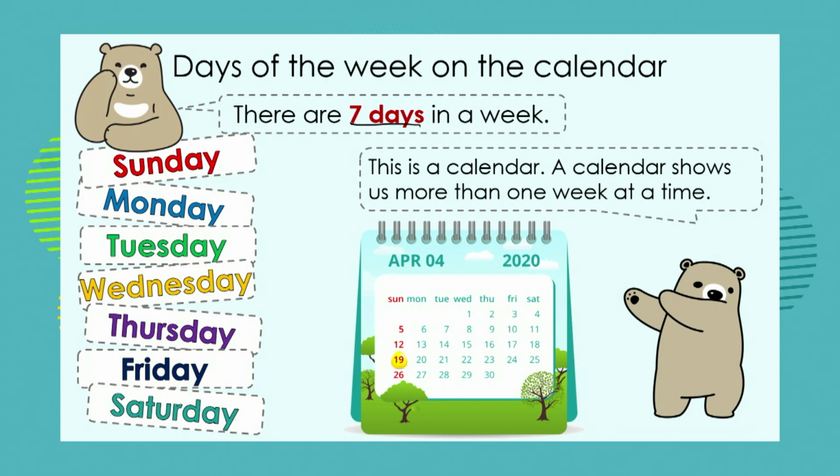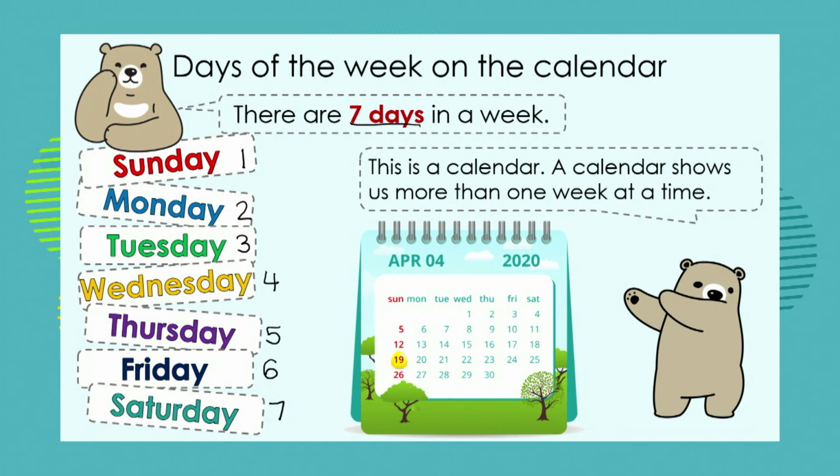The first day of the week is Sunday. The second day of the week is Monday. The third day of the week is Tuesday. The fourth day of the week is Wednesday. The fifth day of the week is Thursday. The sixth day of the week is Friday. And the last and 7th day of the week is Saturday.